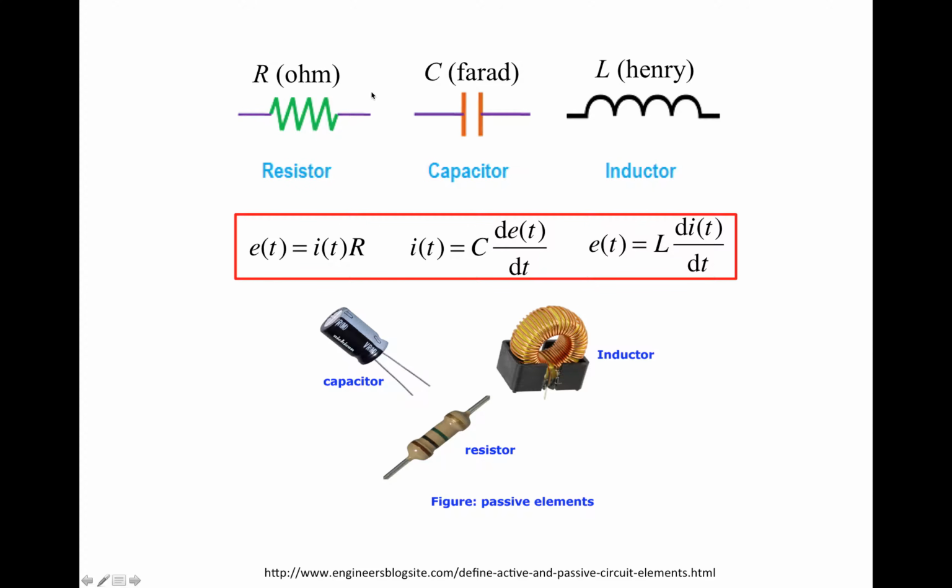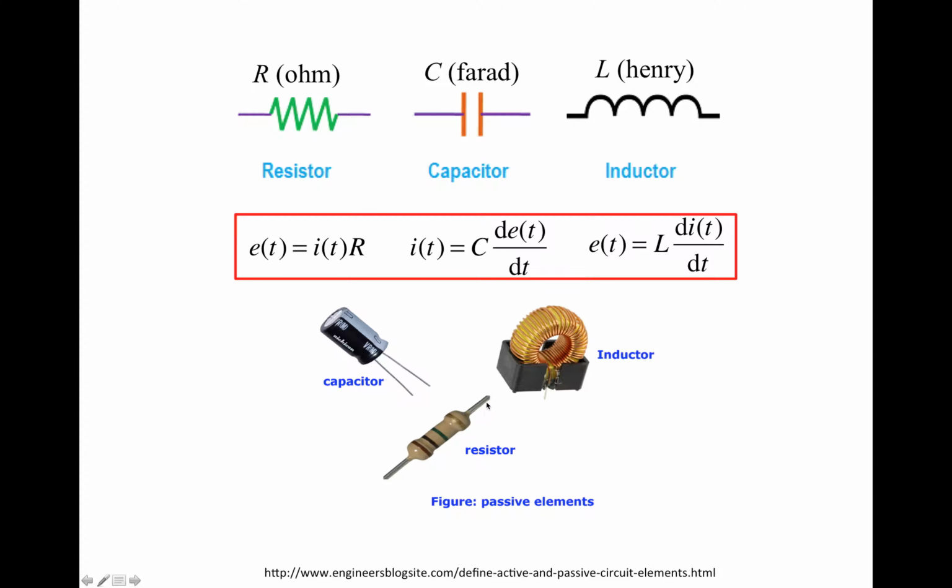And in drawings of electric circuits, these three types of components are represented using these three symbols. It's this zigzag for resistors, two parallel lines for capacitors, and this curly thing for the inductor. These are the symbols that are used in drawings of electric circuits. And in actual circuits, in reality, these components can be purchased almost everywhere. They are very cheap. They may look like those things in the picture.